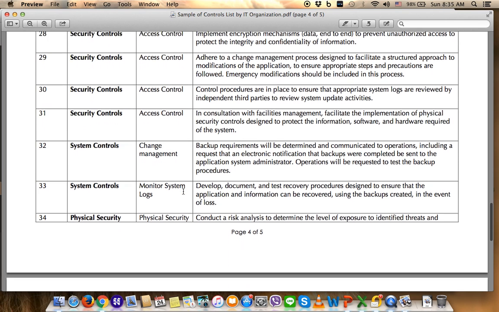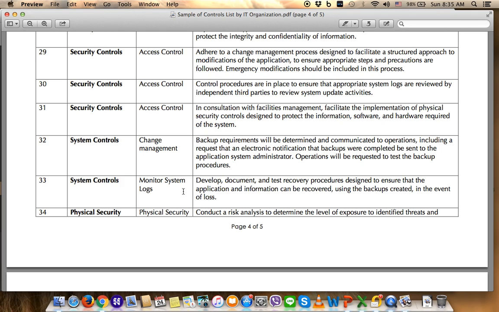So the next is change management on security control. Backup requirement will be determined and communicated to the operation, including the request that electronic notification that backup were complete and to be sent to the application system administrator, and also operation will be required to test the backup procedure. This is an area that involved with a change process or change control under the security control.